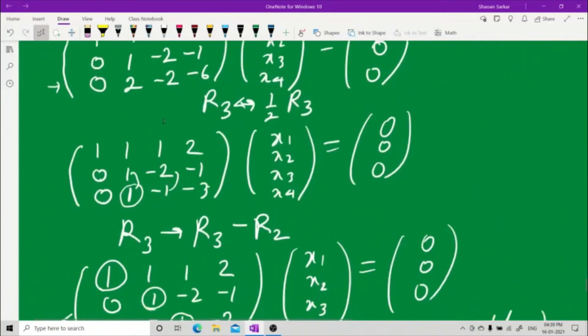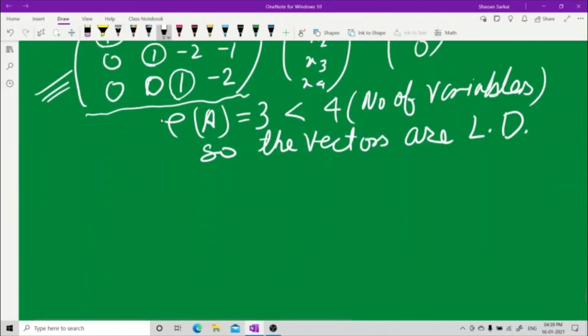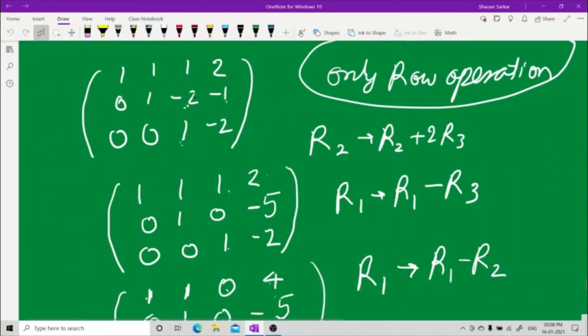Now what I'll do is copy this matrix again. See what I'm doing, I'm copying that matrix here. Now you will only use row operations. On this matrix, I'm applying this row operation, R1 becomes R1 minus R2, and then R2 plus 2R3.